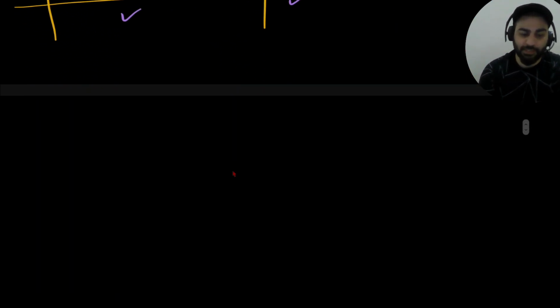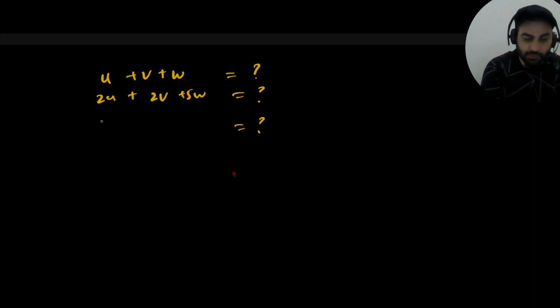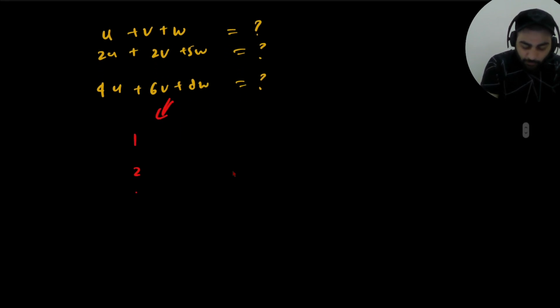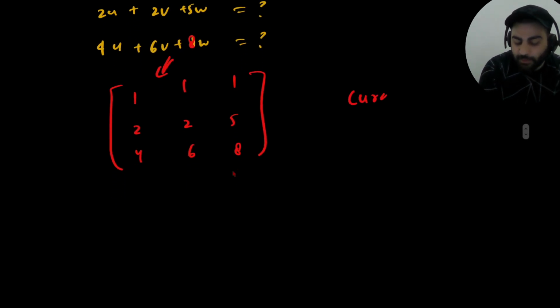Let's take the curable case first. Let's suppose we had three equations in which we had u plus v plus w equal to something, and then we had 2u plus 5w. This is not our concern. So how can this become curable and incurable? These are the equations. If we write this in matrix form, this will be 1 2 4, 1 2 6, 1 5 and 8. This is what I call curable.